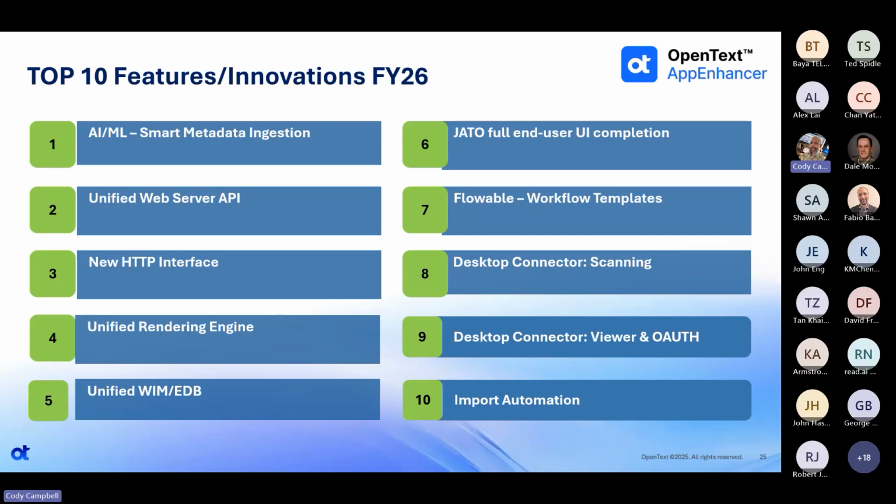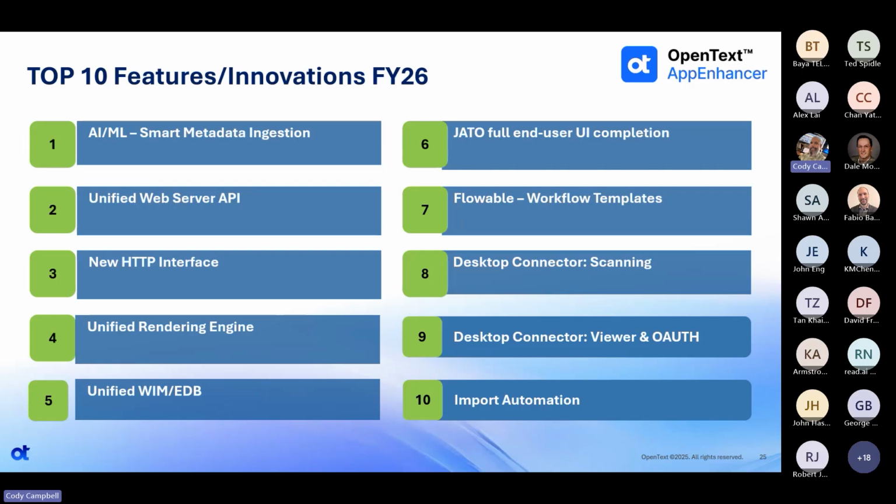Okay, so before we get to the roadmap, I want to talk about our top innovations for the next year. We've really reshifted a lot of things. Our AI, ML, that smart metadata ingestion and the classification engine, and a lot of that machine learning of your content is all going to go into one of our top grabs for the next year, and that's around AI. So in 26.2, you'll see that as we go into the roadmap, you'll see where that sits.